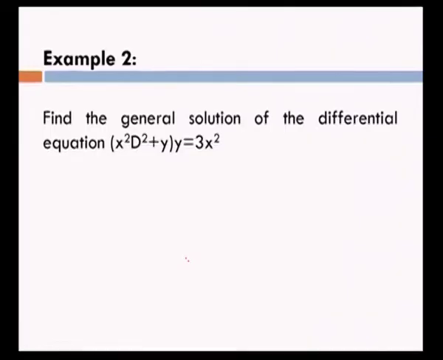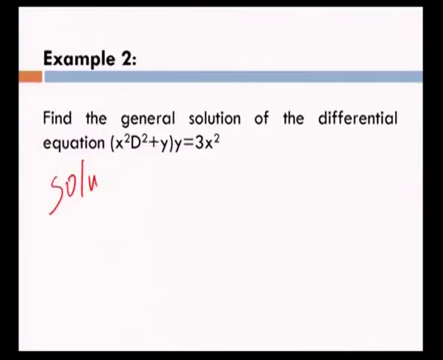Now, let us do one more problem based on this Cauchy-Euler linear differential equation. In this problem, you are asked x square d square plus y into y is equal to 3x square. The right hand side has some function. So, let us see how this problem can be solved. Solution: again start with the method of substitution. In the method of substitution, x is assumed as e power z.